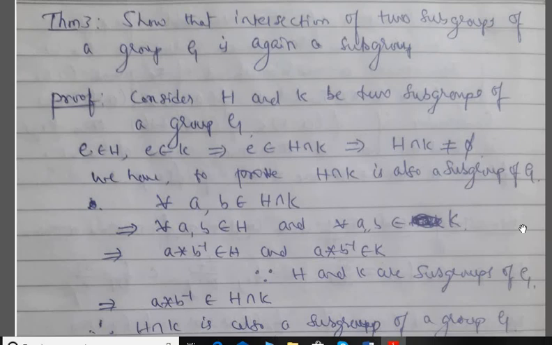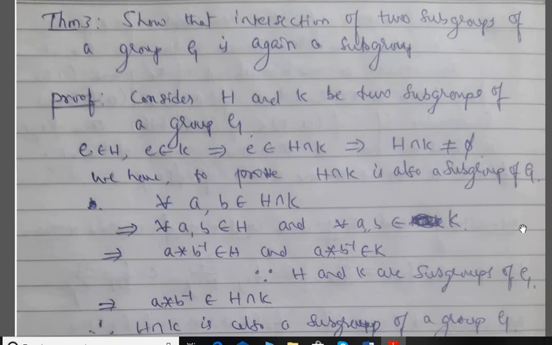Show that the intersection of two subgroups of a group G is again a subgroup. Suppose you take the intersection of any two subgroups, that is again a subgroup. For that, consider H and K as two subgroups of a group G. H is a subgroup of G and K is also a subgroup of G.